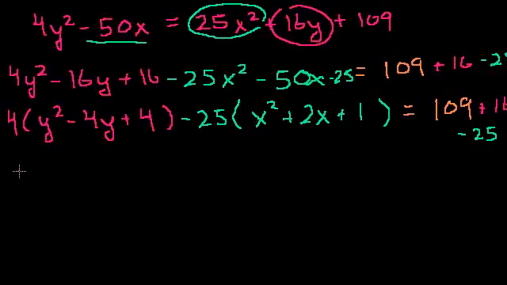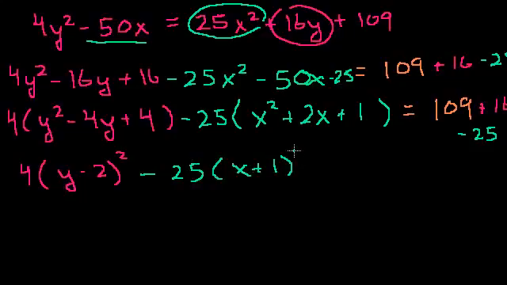And now what does this become? The y terms become 4 times y minus 2 squared. You might want to review factoring a polynomial if you found that step a little confusing. Minus 25 times x plus 1 squared is equal to, let's see, 109 plus 16 is 125 minus 25. It equals 100. We're almost there.